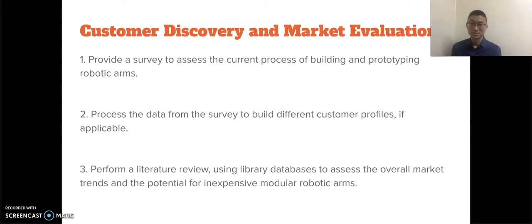To achieve these objectives, I started with customer discovery and market evaluation to assess the market demand and desire to purchase a robotic arm. The first step was to provide a survey to assess the current process of building and prototyping robotic arms. Then the data from the survey was processed to build customer profiles, and finally a literature review was performed to assess the overall market for robotic arms and the potential for inexpensive modular robotic arms.